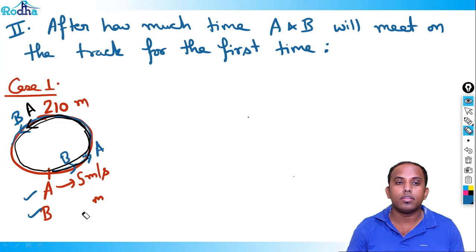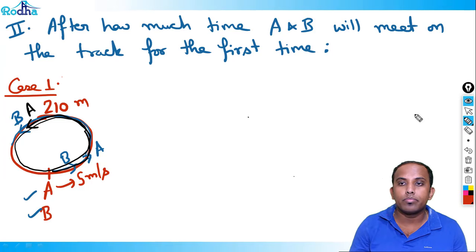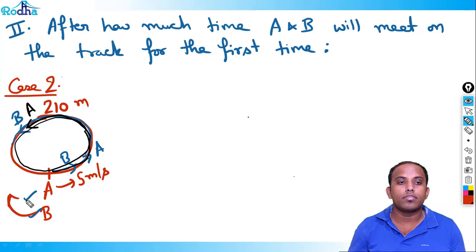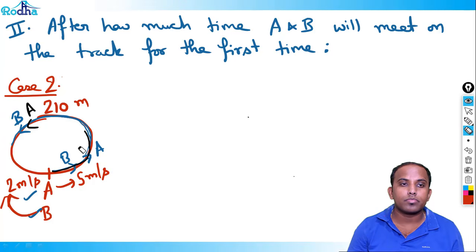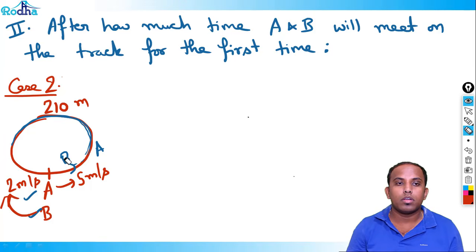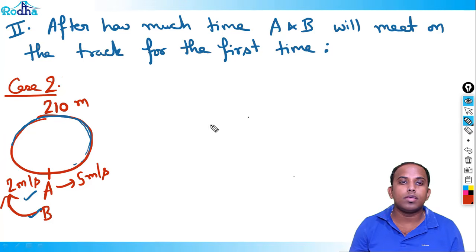Okay, in this case, what I'll take here is A and B are running in opposite direction. This is my case 2. Now A and B are running in opposite direction, A this side and B this side, at speeds of 2 meters per second and 5 meters per second. So now this is easier, right? This case actually becomes easier because both are running in opposite direction.